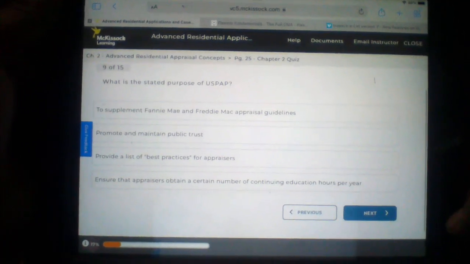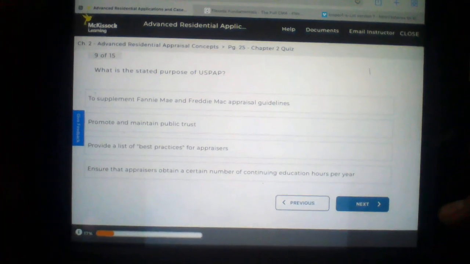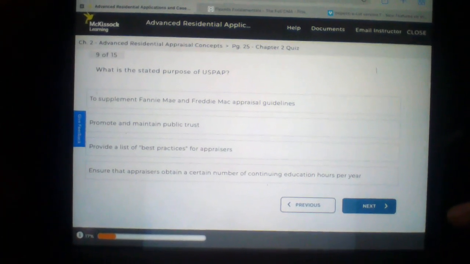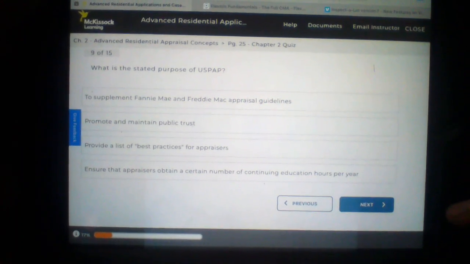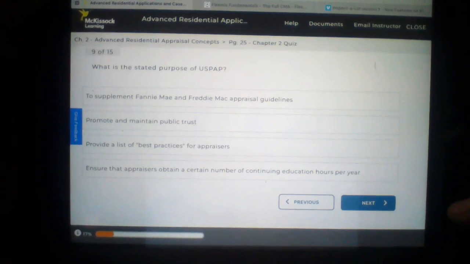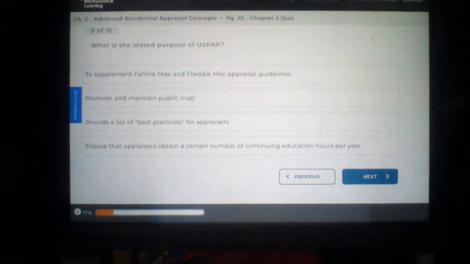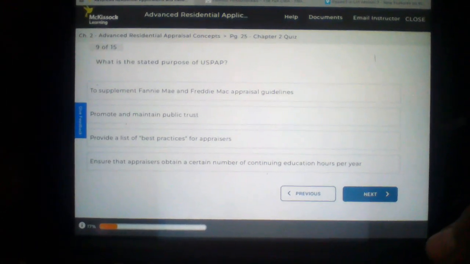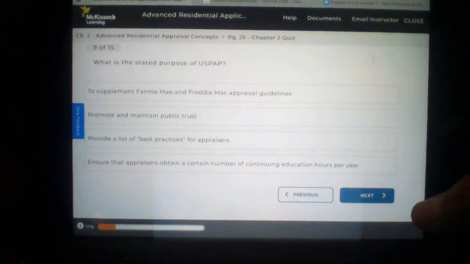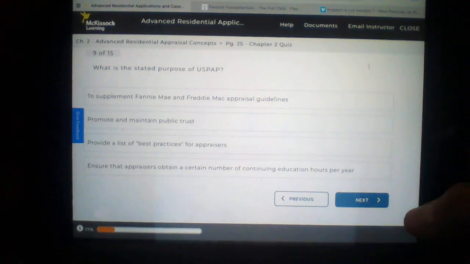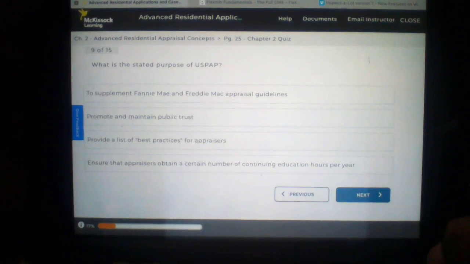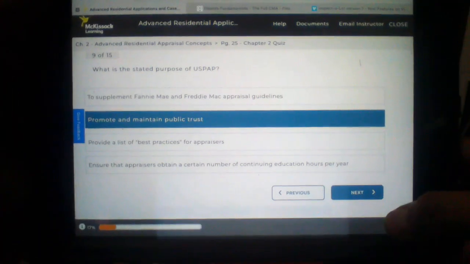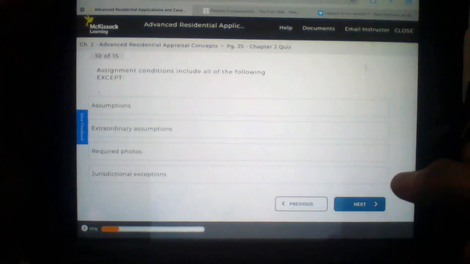Number 9, what is the stated purpose of USPAP? A, to supplement Fannie Mae and Freddie Mac appraisal guidelines. B, promote and maintain public trust. C, provide a list of best practices for appraisers. Or D, ensure the appraisers obtain a certain number of continuing education hours per year. I'm going to go B, promote and maintain public trust.